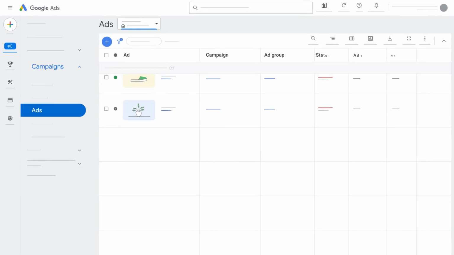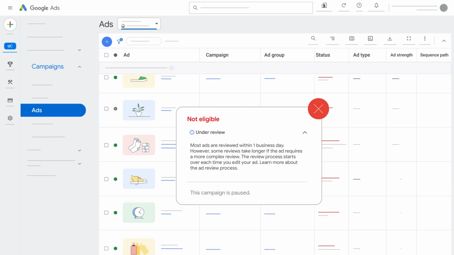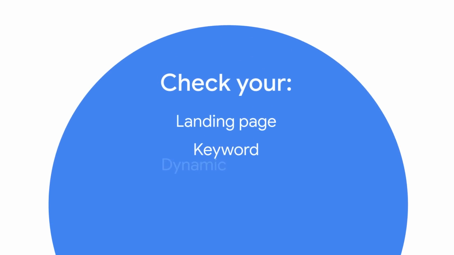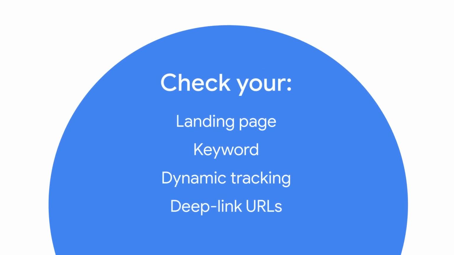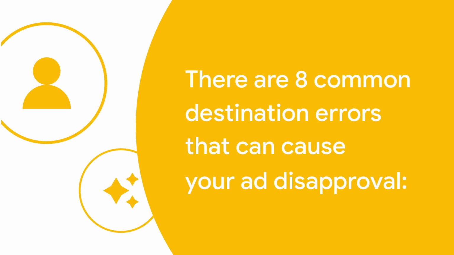You can check the ad disapproval details in Google Ads to ensure your ad's destination is working correctly. You can also check your landing page, keyword, dynamic tracking, and deep link URLs to make sure they're correct and don't contain typos. There are 8 common destination errors that can cause your ad disapproval.